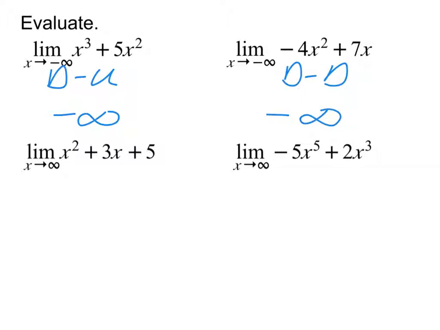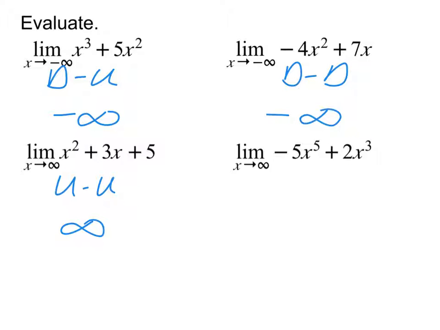All right. Then for the next one. Our leading term, our highest exponent term, is the x squared. Notice it's positive and even. Therefore, we're looking at an up, up. And therefore, at positive infinity, it's going to be going up to positive infinity.